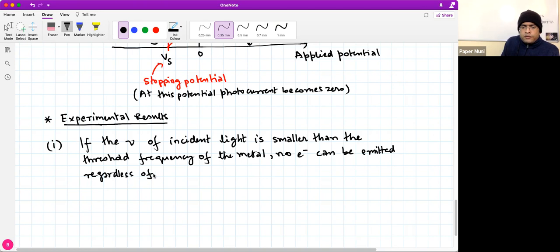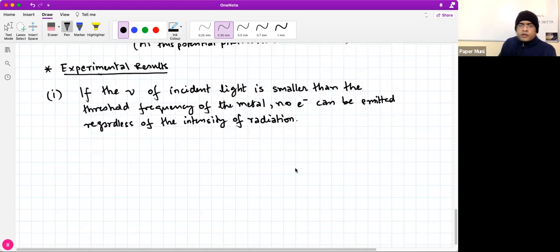regardless of the intensity of radiation.